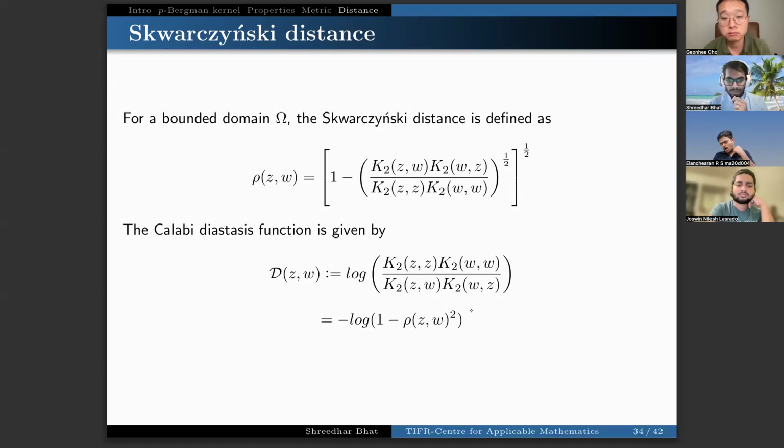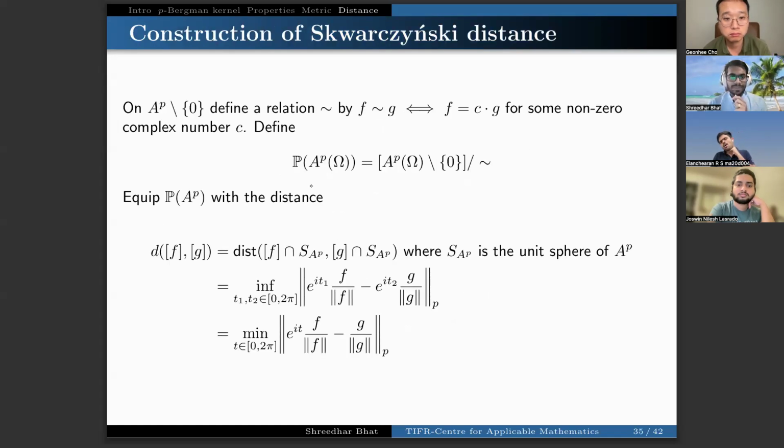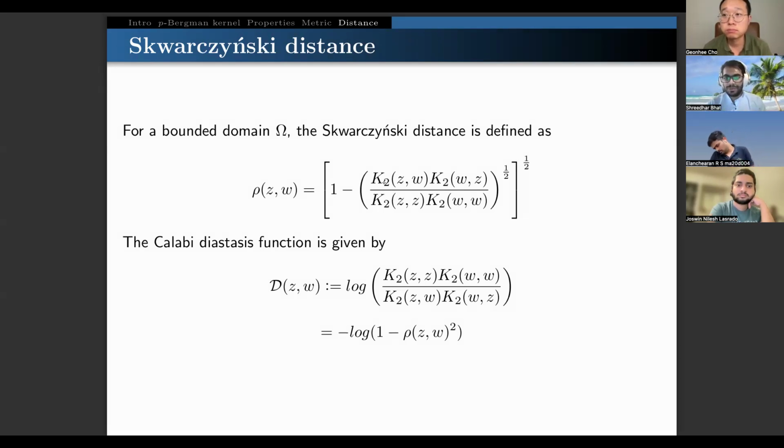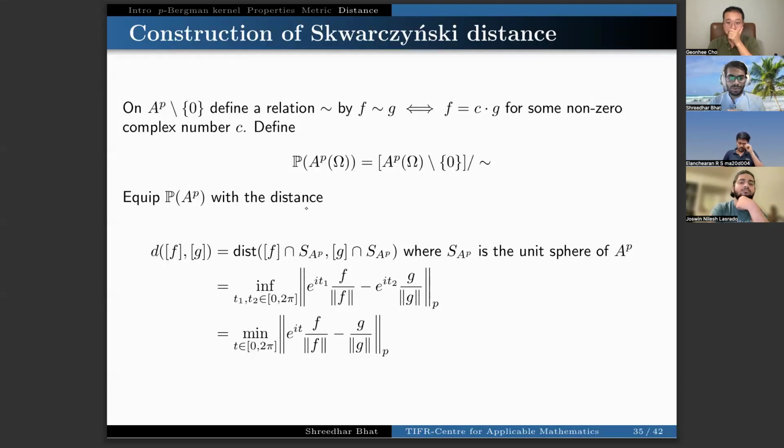I wanted to talk about this because I had generalized this to a notion of a p-Skorzynski distance. So the K_p was defined, if you just replace 2 with p, it doesn't work out because this product may not be real. In fact, it won't be real always. So you have to define it in some other way. This closed form expression doesn't work. So let us see how to do it.